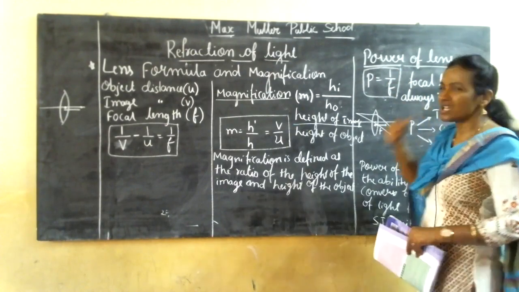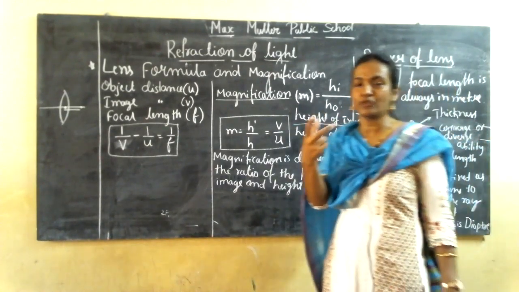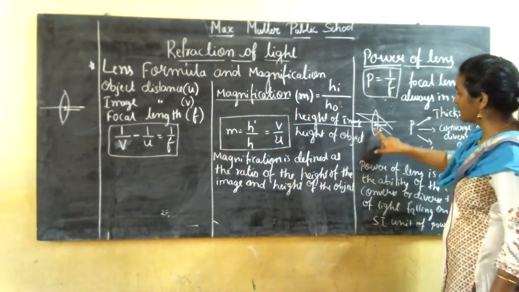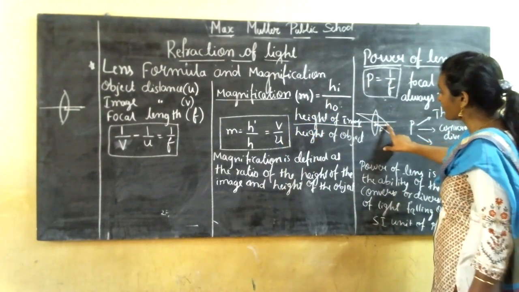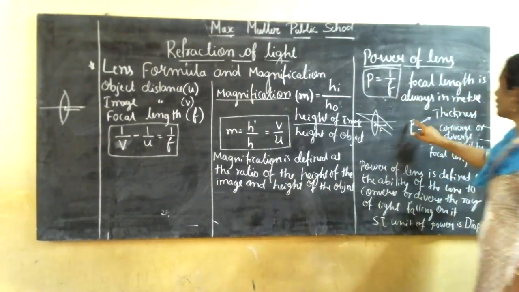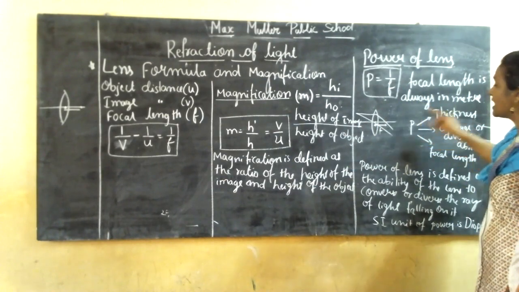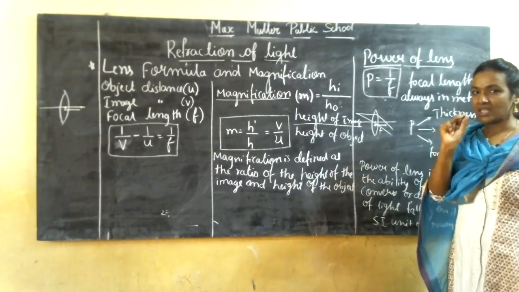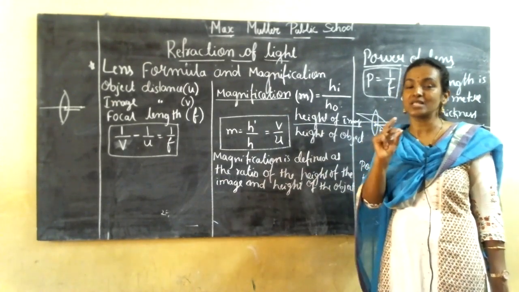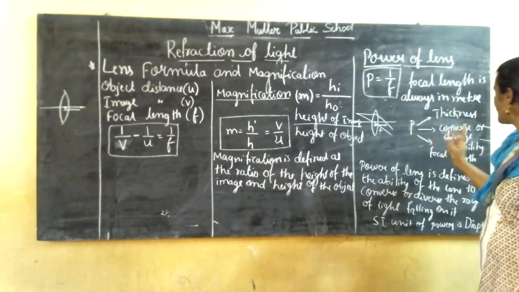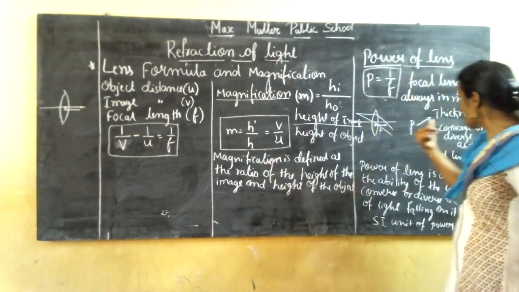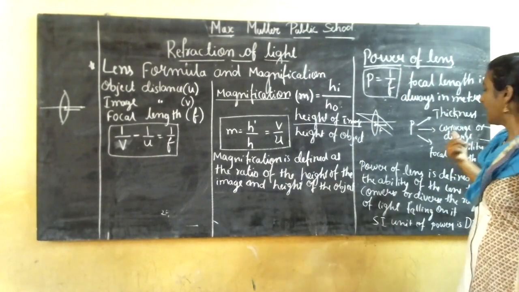Very important point. You may ask me, ma'am, from where do we measure the focal length? In the diagram using the concave lens that I have drawn here, the focal length should be measured from the optical center to where the image is formed. So what is the power of a lens? It depends on the thickness of the lens and the ability of the lens, how much it converges and how much it diverges. Power depends on the thickness, converging or diverging ability, and the focal length.